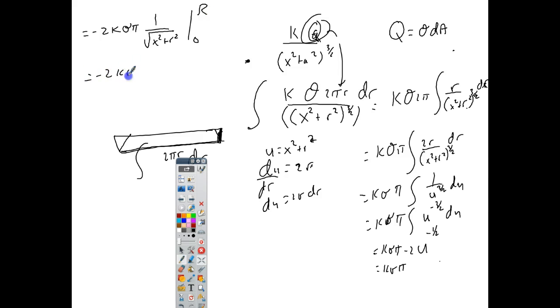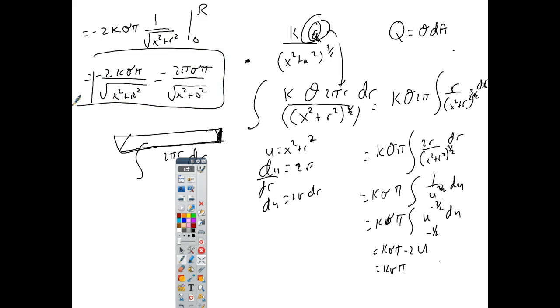And I get negative 2k sigma pi over the square root of x squared plus R squared, minus negative 2 pi sigma k r over the square root of x squared plus 0 squared, because we start at 0 and go to R. This cancels out, just gives me an x with a plus, so that ends up being your final way to calculate the electric field caused by a disk, a distance x away with a radius R and a charge on it. Ain't that fun?